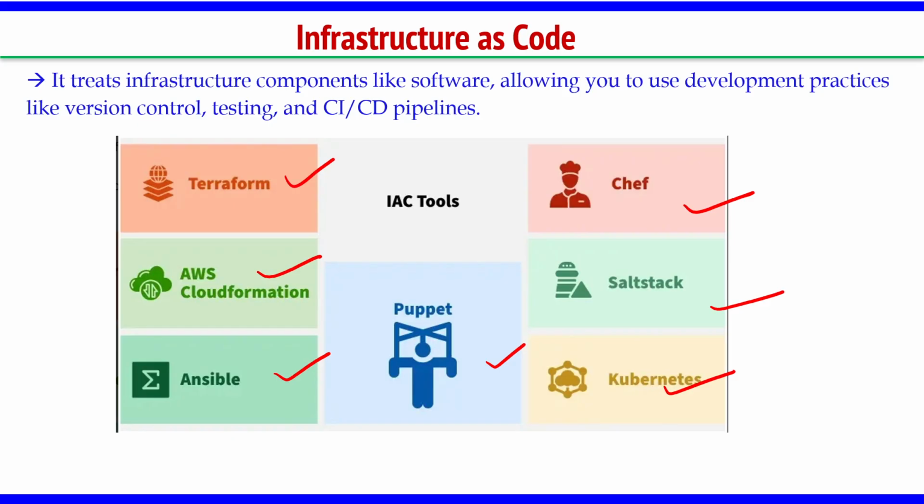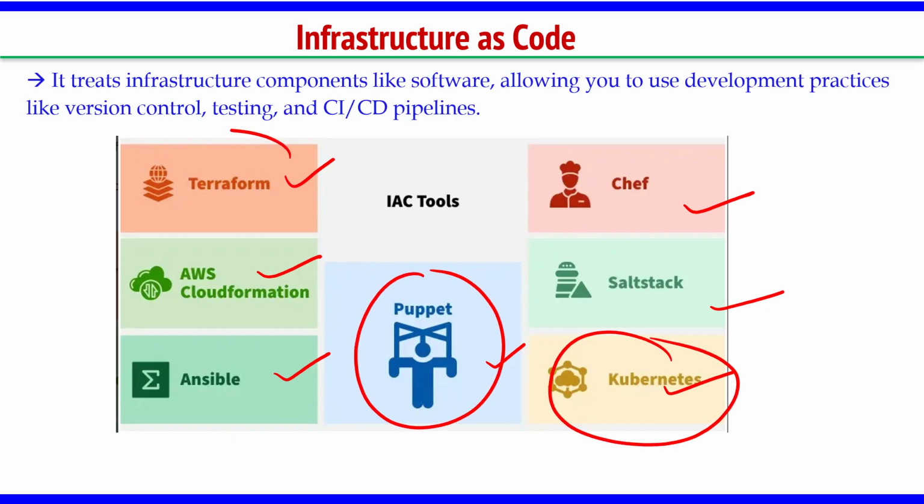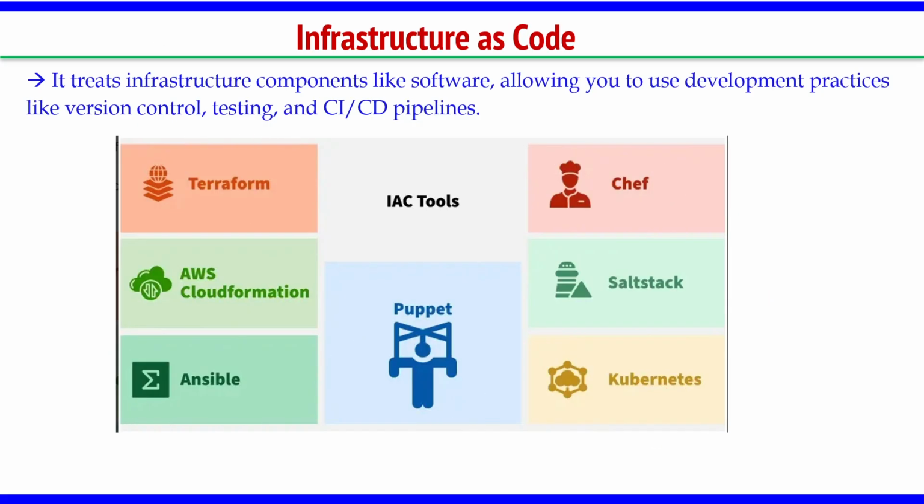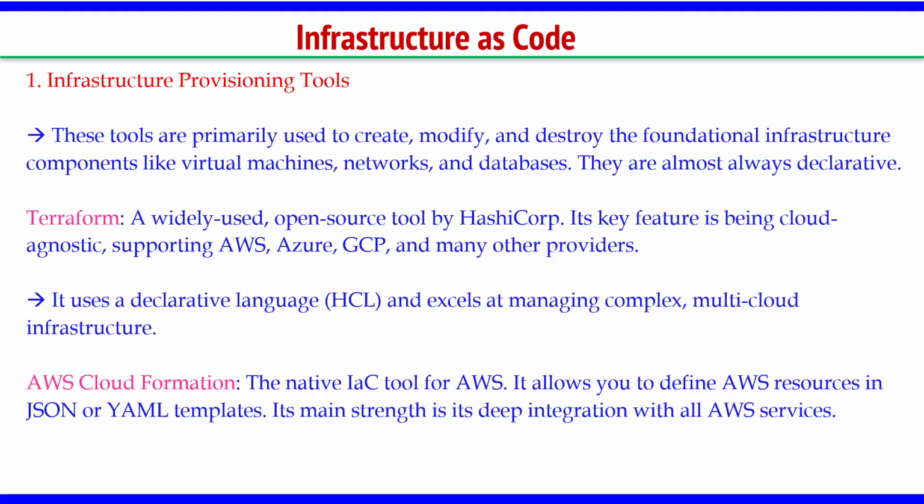Okay, so these are the different tools which are available: Terraform, CloudFormation, Ansible, Puppet, Chef, SaltStack and Kubernetes. I think we studied about Kubernetes already, and Puppet is very popular, Terraform is very popular. Again, I think almost all these tools are used widely. What I know, everybody uses these tools frequently, right? So let's understand each one of these tools. What are the different types of tools we have?